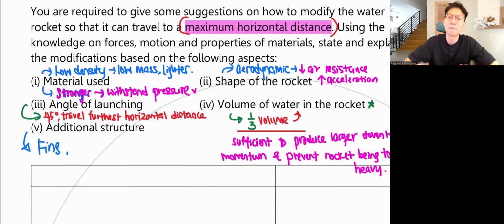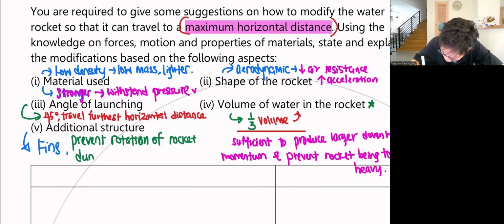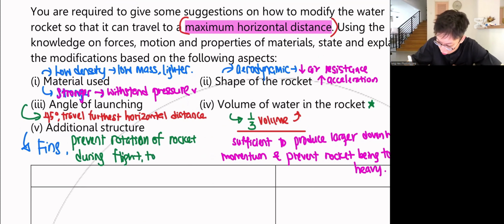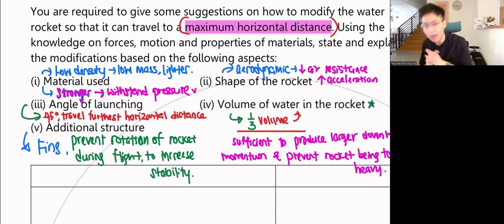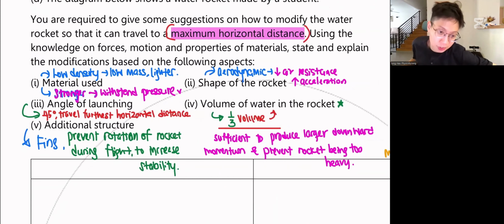So cannot. My point here is I want to have fins to prevent rotation of the rocket during flight, or when flying, to increase the stability. So I want to make it more stable. I want to prevent the rotation of the rocket during flight to increase the stability. Okay?